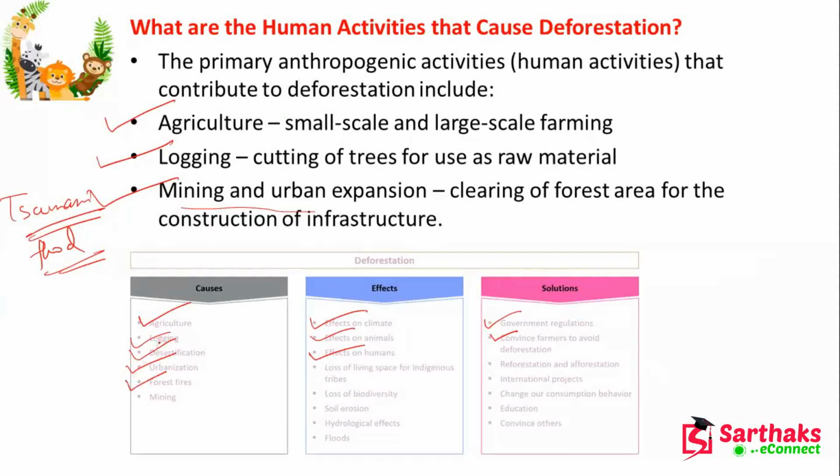Forest fires, whenever there are so many trees side by side, forest fires may occur. Due to that, the effect is loss of biodiversity, and there is a change in our consumption behavior. Mining is also a very important cause here. Mining causes soil erosion, hydrological effects, floods, all these things happen.